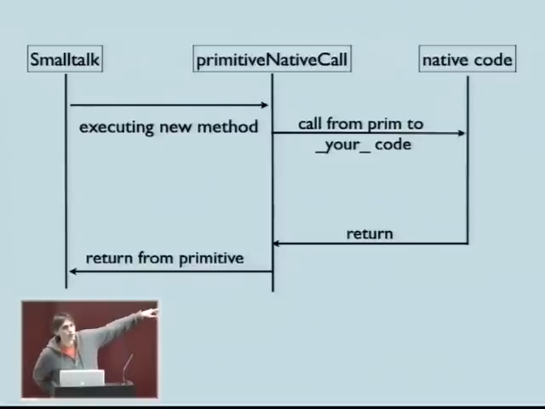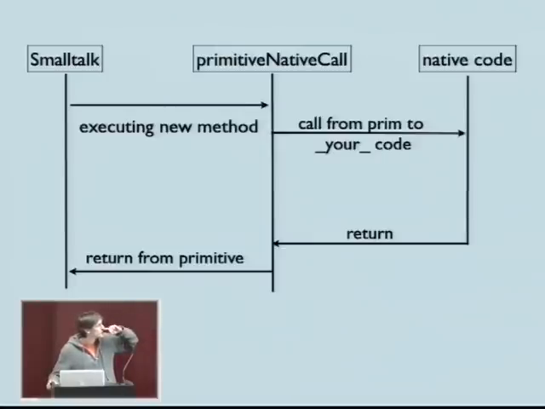When you enter a new method, the interpreter as usual checks if there is a primitive which it needs to invoke, and here I have my special primitive, called primitive native call, which just takes the pointer to the native code, which is held in the method, and just makes a call. It's a dummy call to the pointer, and then it runs the native code, whatever I put there, and once it returns, you just return from the primitive. So this is basically what all primitives do.